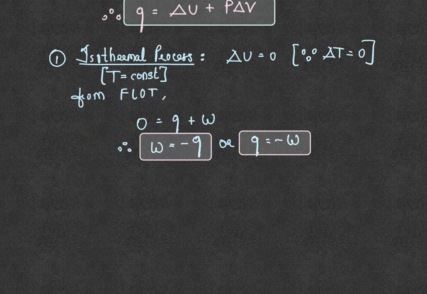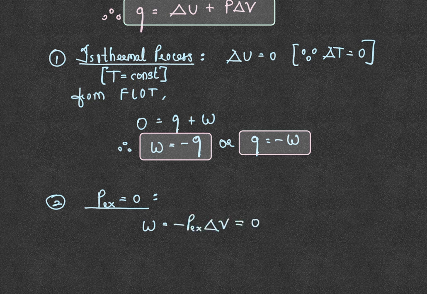Okay, the next process. P external is equal to 0. A process in which P external is taken as 0. In such a case, W is equal to minus P external into delta V, which will be equal to 0. Therefore, delta U is equal to Q. Delta U will be equal to Q.